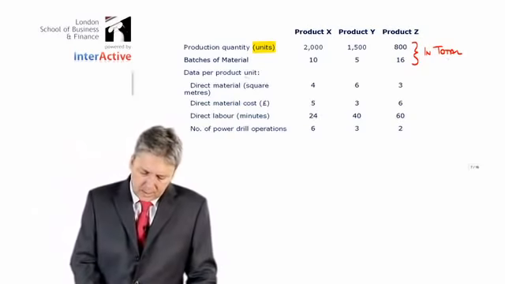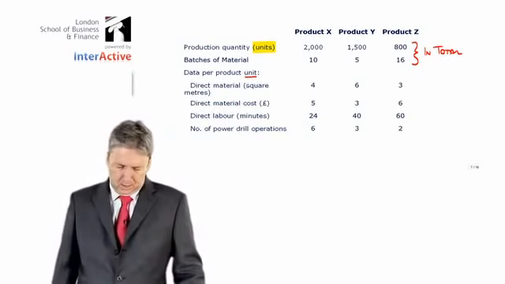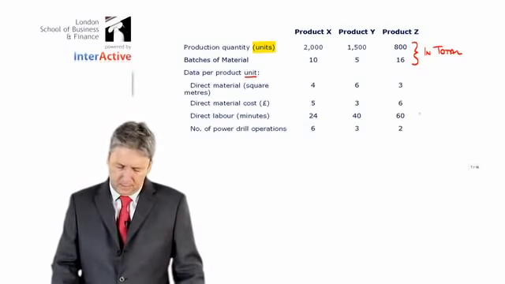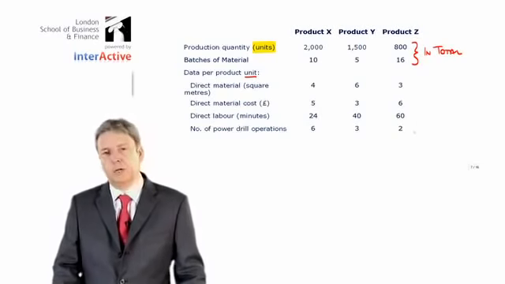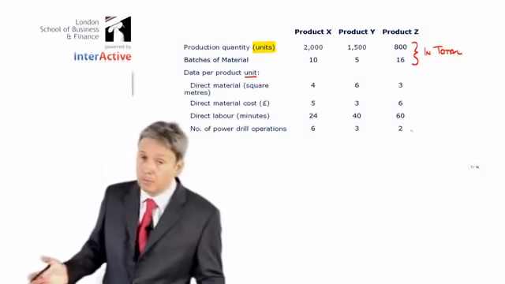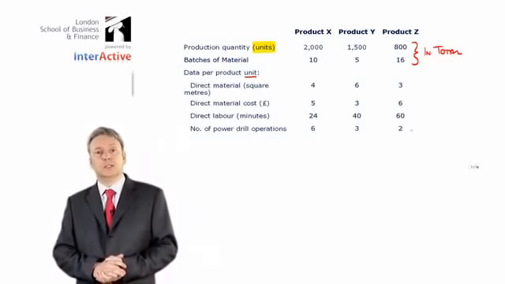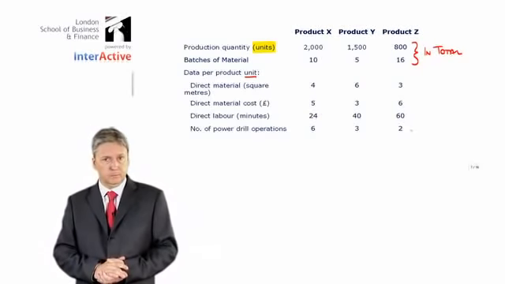And then we're given data per product unit. We're given the direct material in square meters, the direct material in cost, the direct labour in minutes, and the number of power drill operations. Presumably, all of this will be useful in some shape or form.